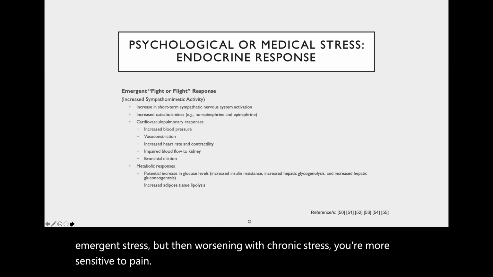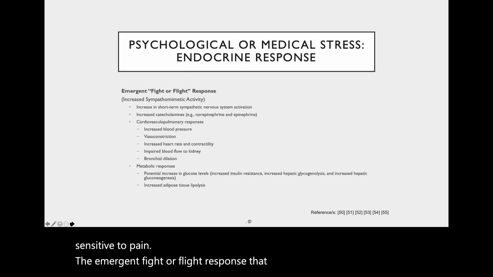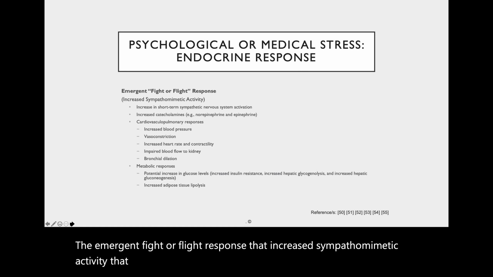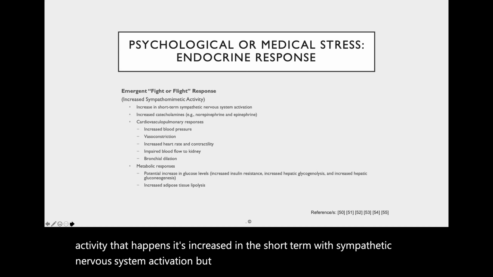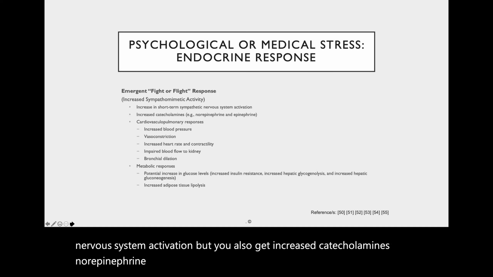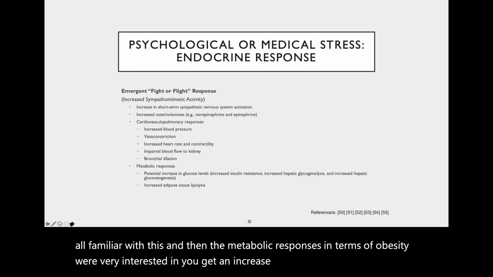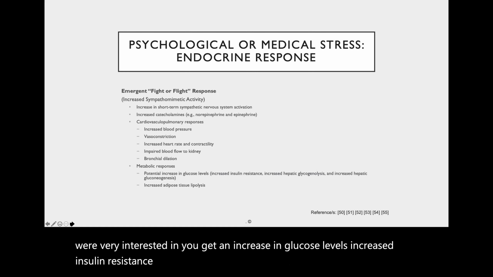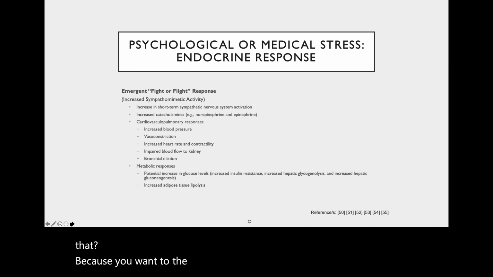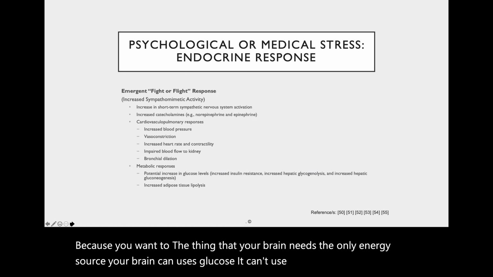The emergent fight or flight response, that increased sympathetic activity that happens, is increased in the short term with sympathetic nervous system activation, but you also get increased catecholamines, norepinephrine and epinephrine. There's a cardiovascular response, we're all familiar with this, and then the metabolic responses, in terms of obesity we're very interested in this. You get an increase in glucose levels, increased insulin resistance, pushing your glucose levels up. Well, why would we want that? Because the only energy source your brain can use is glucose. It can't use fatty acids or other forms of energy. It's got to have glucose.